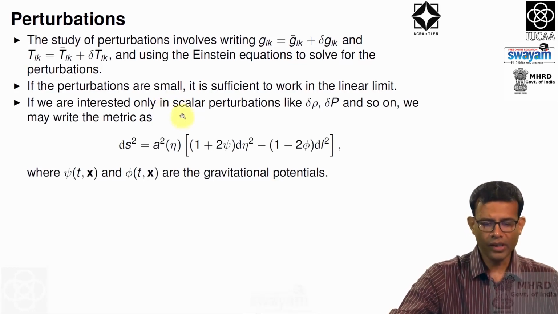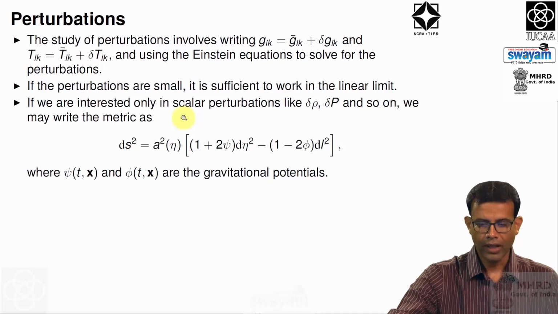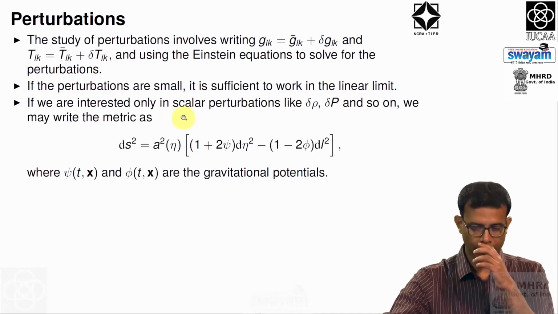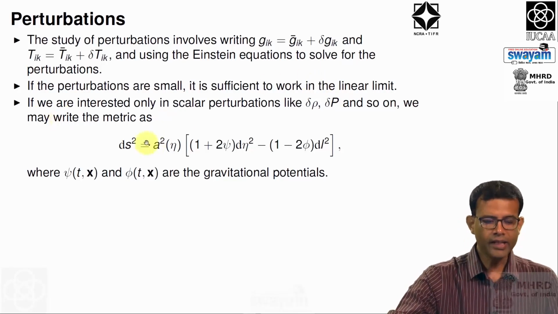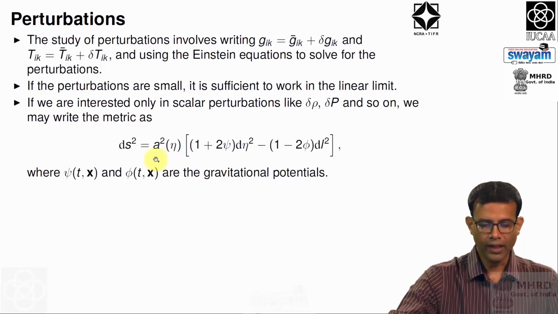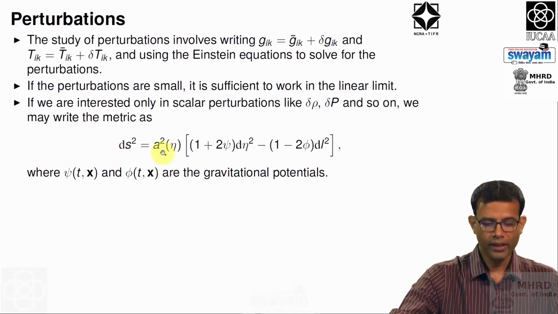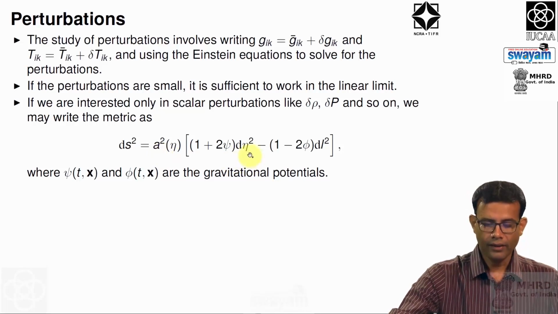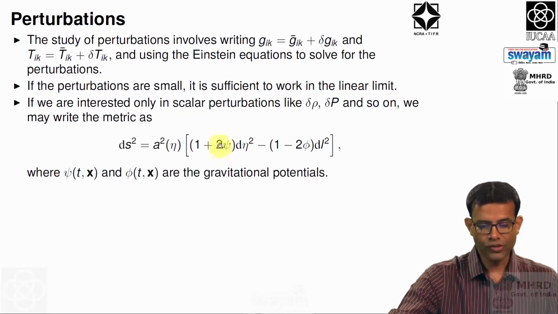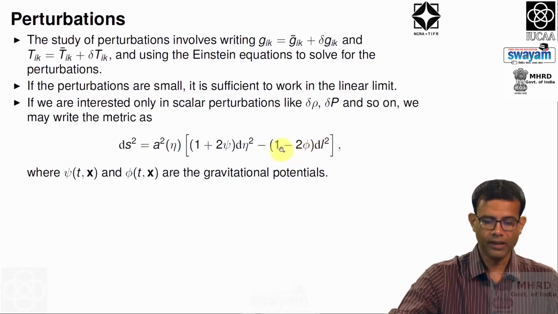Now, if we are interested only in scalar perturbations, like the perturbations in density, pressure and so on, scalar quantities, it turns out we can write the metric simply like this. ds square is a square eta, which comes out as we have seen, and then the coefficient of d eta square picks up a term which is written as 2 psi. Similarly, the coefficient of the spatial part picks up a term which I have written as 2 phi.